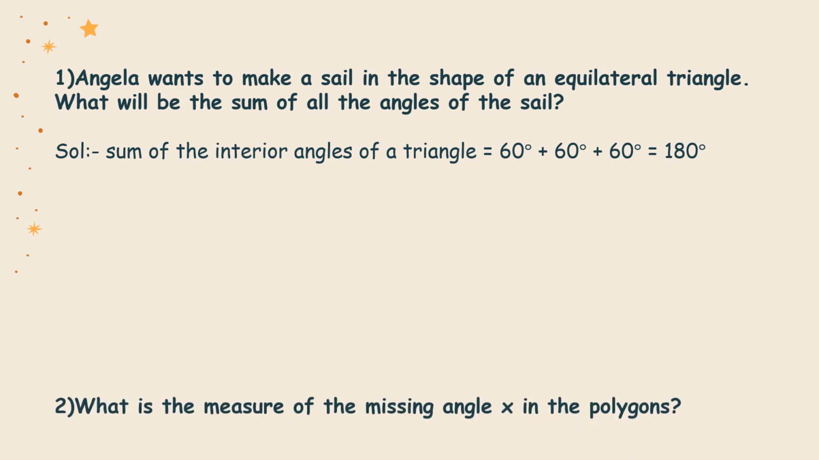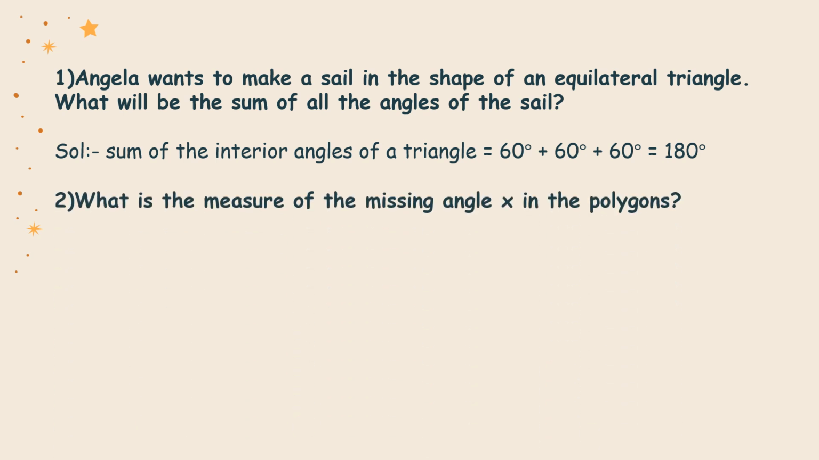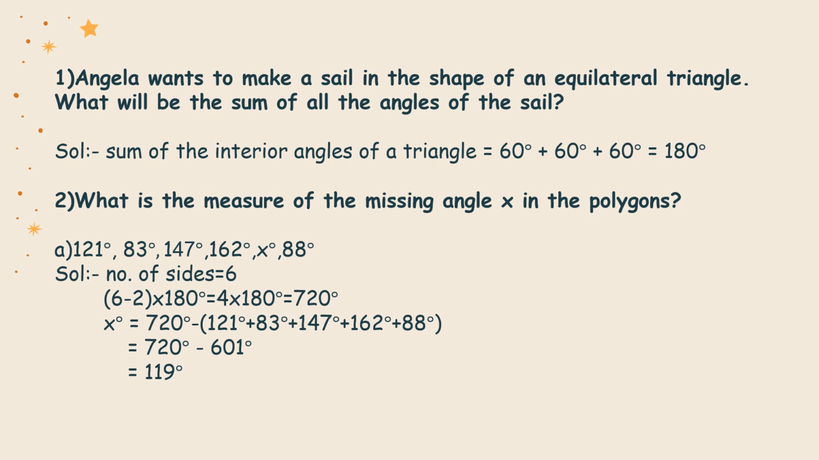Let's go to the next question. What is the measure of the missing angle x in the polygons? Again, just now we solved the same type of question, right? So solving the missing angle. Yes. So now some of the angles have been given here. If you want for your reference, you can draw a polygon. How many sides are there? 6. So basically it's a hexagon. For your reference, if you want, you can draw it. Otherwise, it is not needed here. They have not asked you to draw. They have just asked you to find the measure of the missing angle.